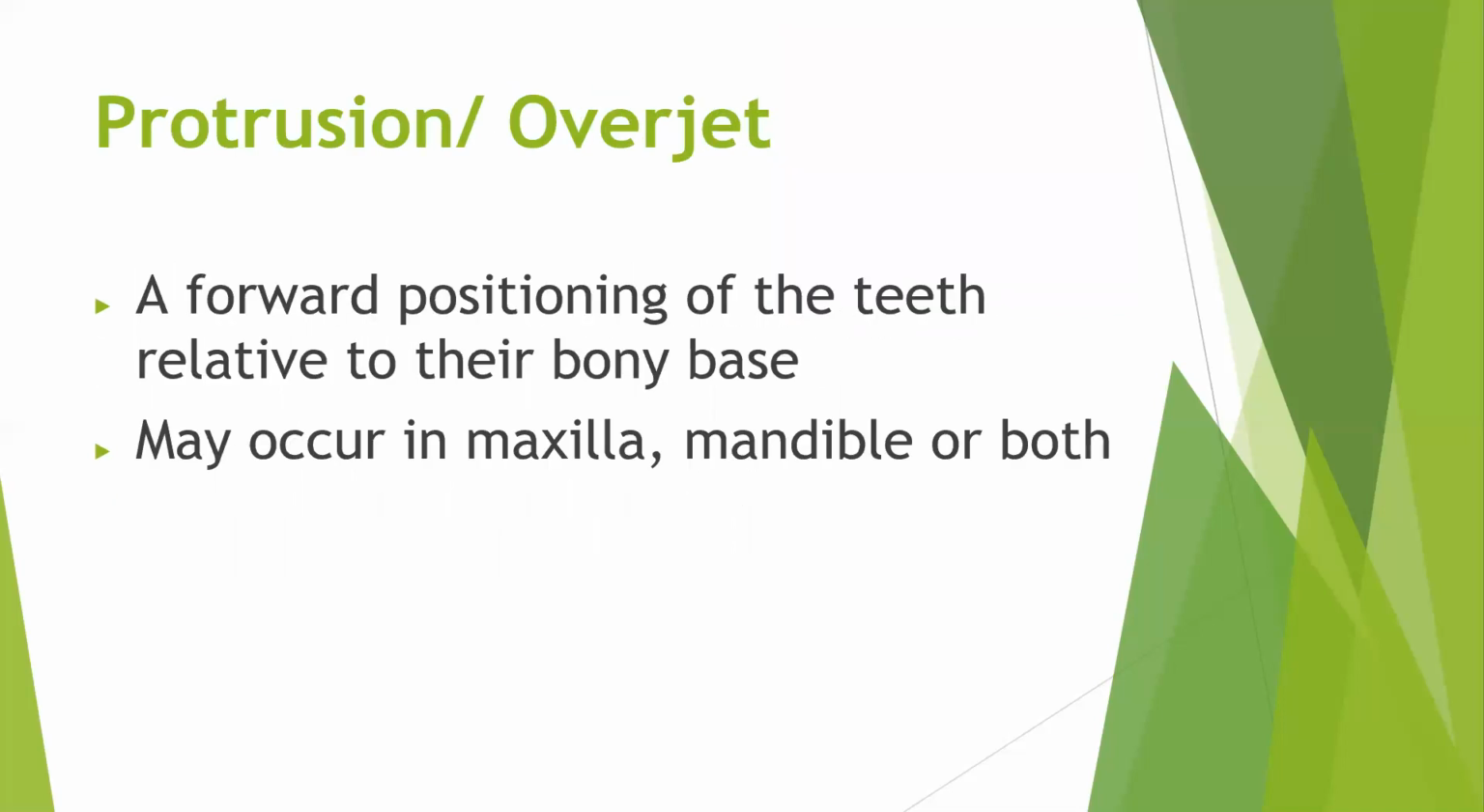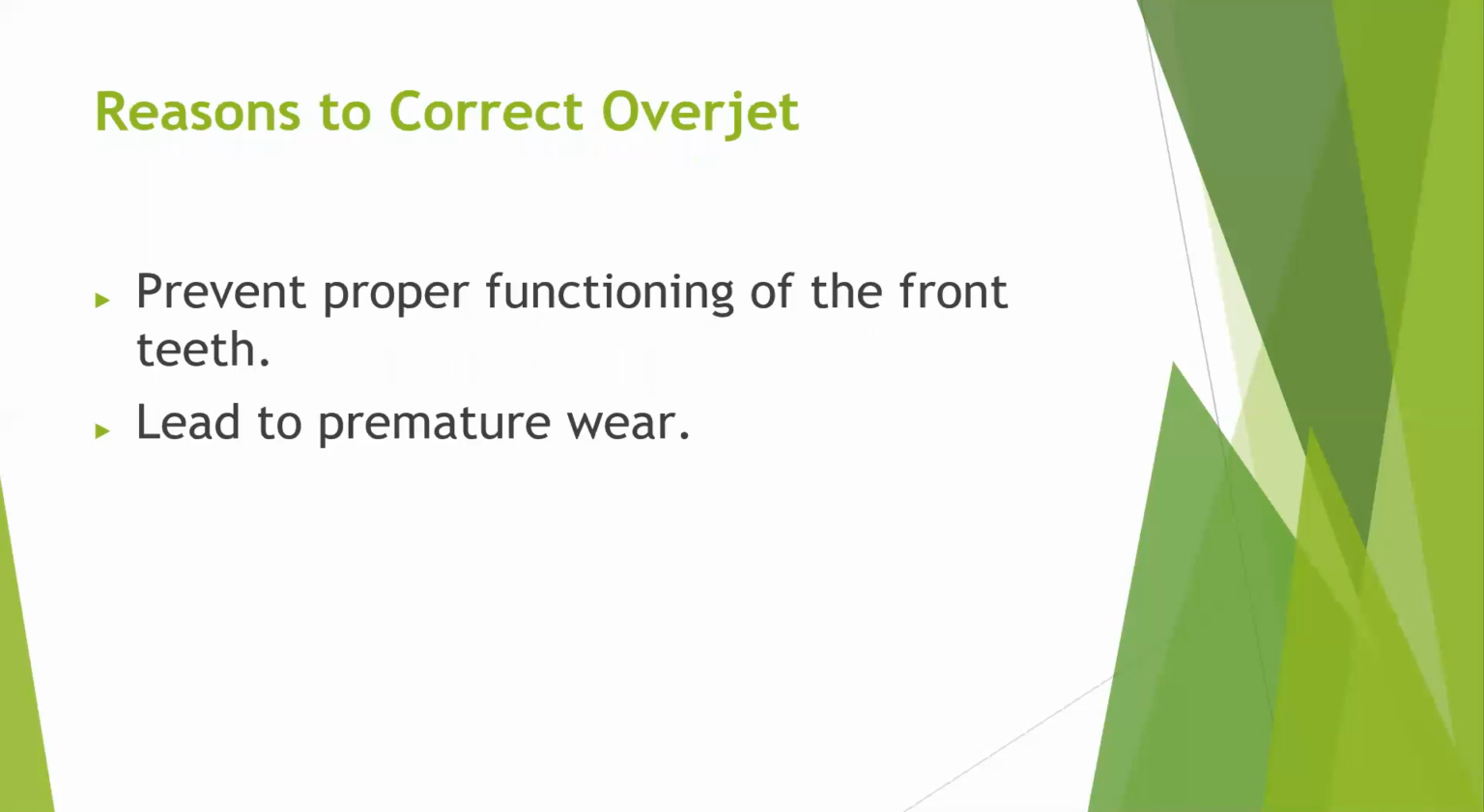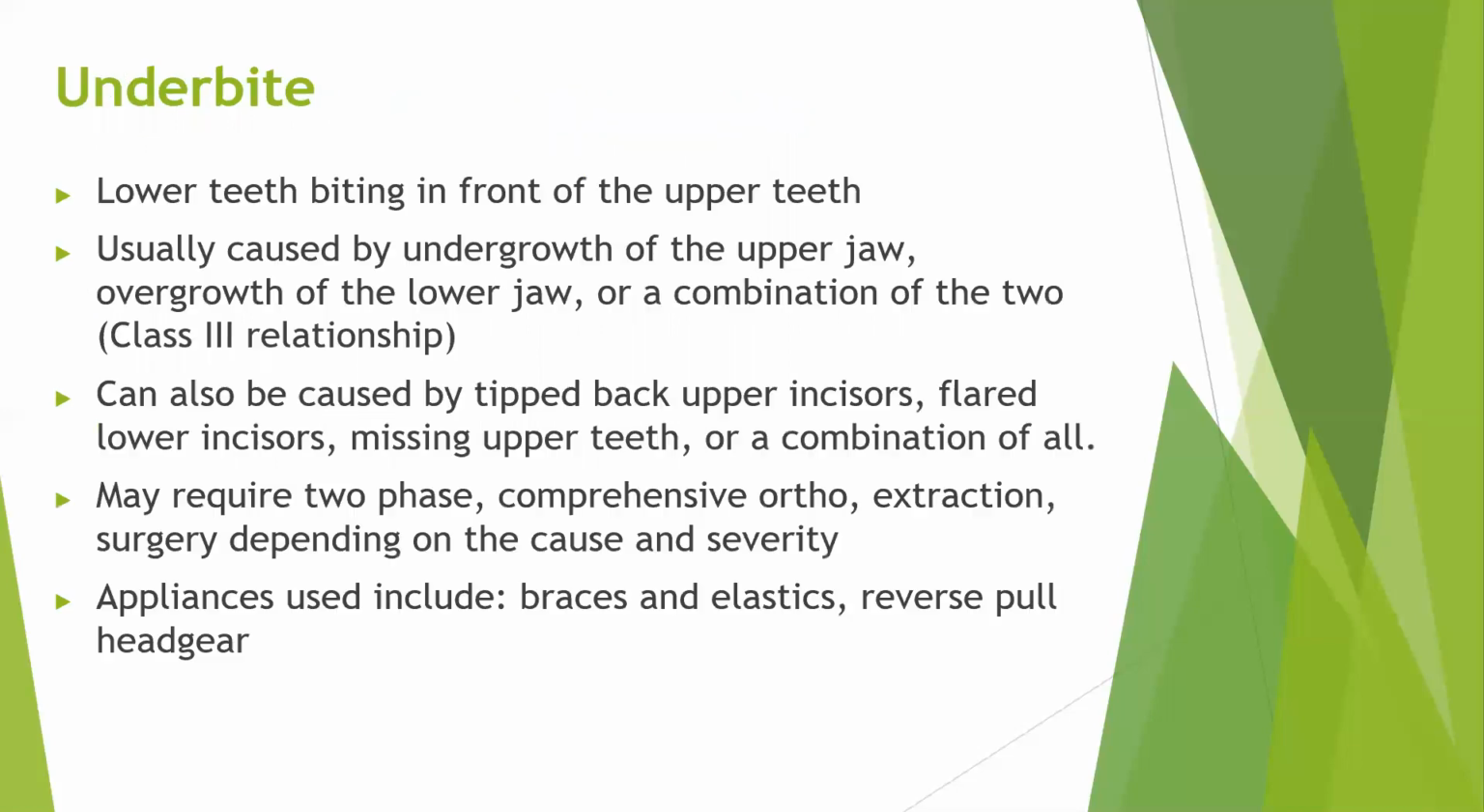For protrusion and overjet, what is this? It is a forward positioning of the teeth relative to their bony base. It may occur in the maxilla, mandible, or both. Reasons to correct overjet: it is to prevent improper functioning of the front teeth, and it can lead to premature wear of the teeth. So this is why we want to correct overjet.